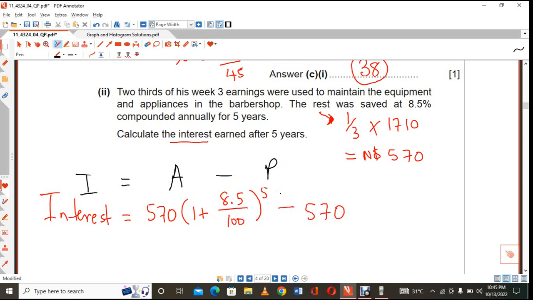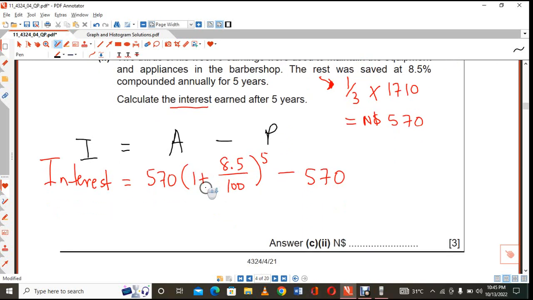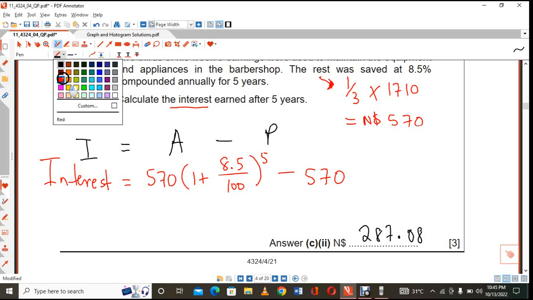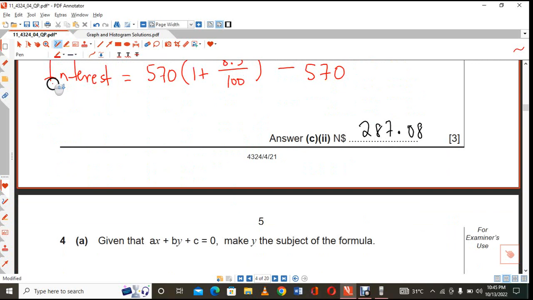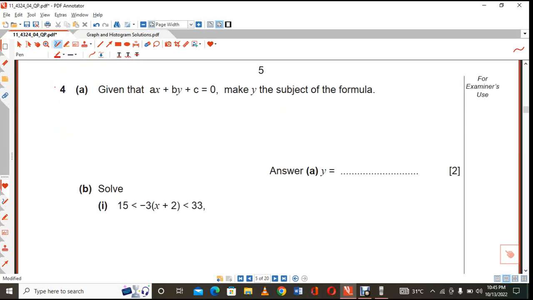Okay, so just make sure that you answer the question. Again, you can go ahead and punch that in, and you should get anything in the region of $287.08. Good. That brings me to question 4.